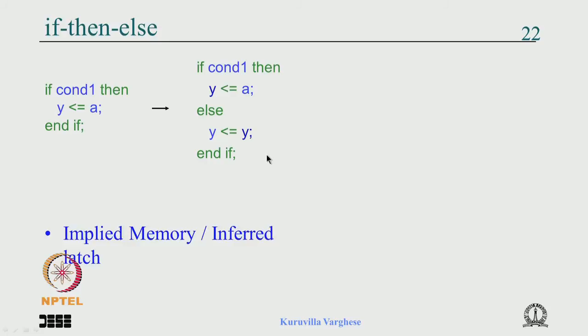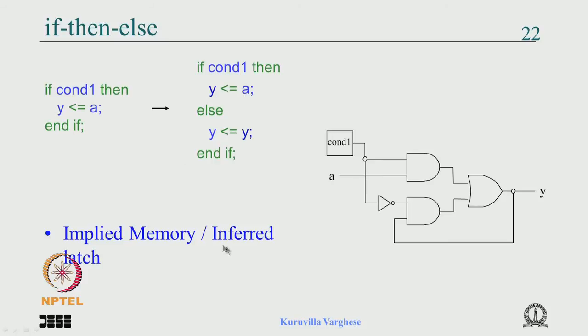And so there is a memory, it memorizes. If for this condition it is normal, input goes to output. If this condition is not met, it memorizes the previous one. So it is called implied memory, because this code implies a memory, or inferred latch, or you can say this code infers a latch from the written code. That is why it is called implied memory or inferred latch.